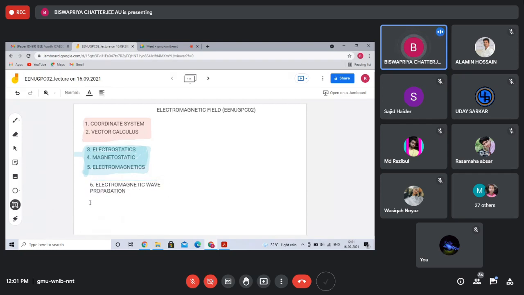The last module for the course will be transmission line. So this course will consist of these following seven modules. The first five modules are important.